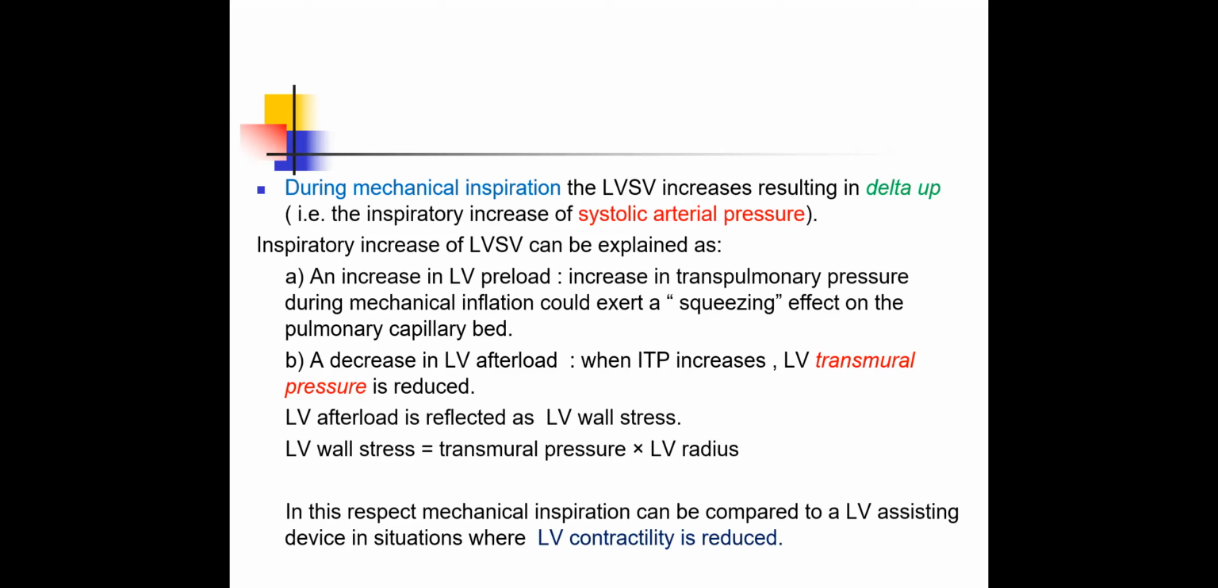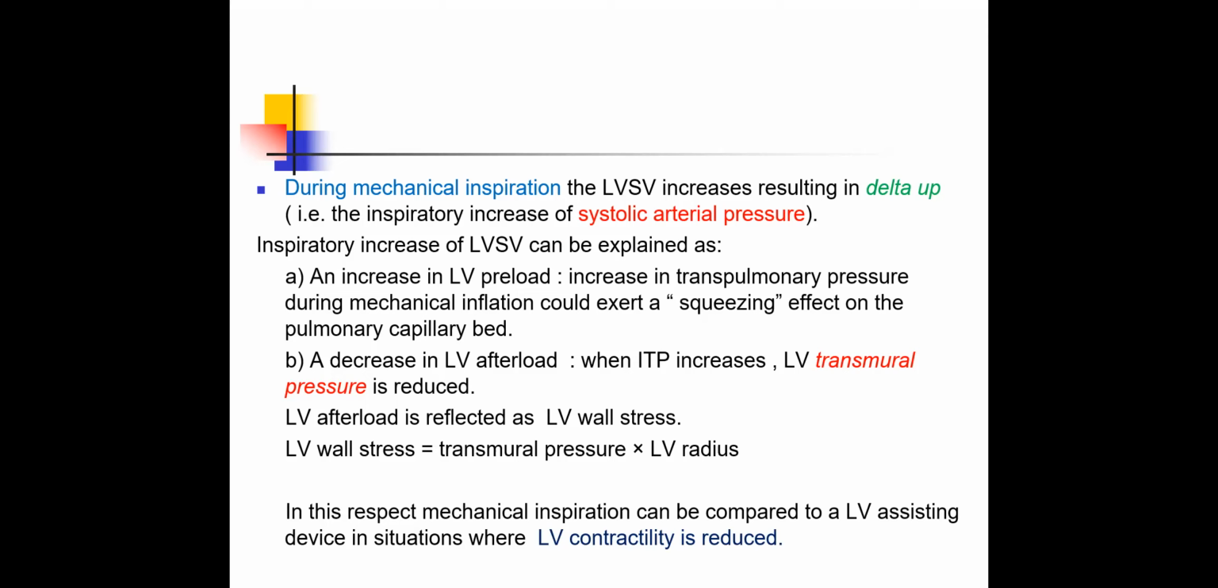Inspiratory increase of left ventricular stroke volume, how do we explain that? Increase in transpulmonary pressure. During mechanical inflation, it exerts a squeezing effect on the pulmonary capillary blood, which is emptied into the left atrium, which increases the LV preload, right? It increases the LV preload because more blood flows from the LA into the LV, so the preload of LV is increased. And a decrease in LV afterload.